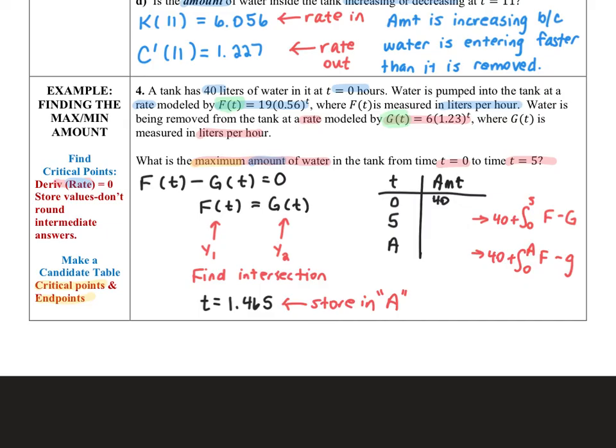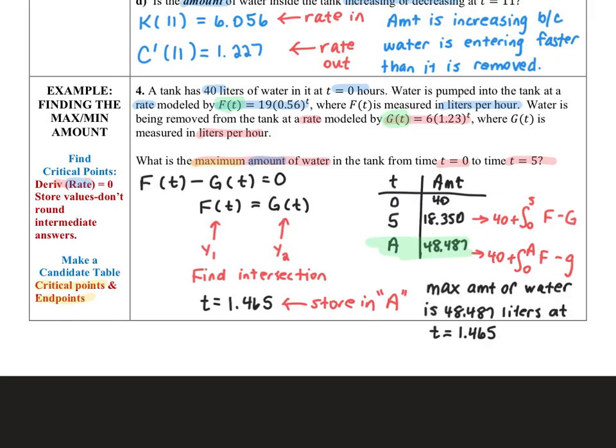I've got that a stored in my calculator, so when I type this integral into my calculator, I just have to call up a. And the amounts that I get are at 5, I get 18.350, and at t equals a, I get 48.487. And I can see out of these three amounts, the largest one, the greatest amount, is happening right here. And then I just sum that up as my answer. My maximum amount of water is 48.487 liters, and it occurs at that time of 1.465.